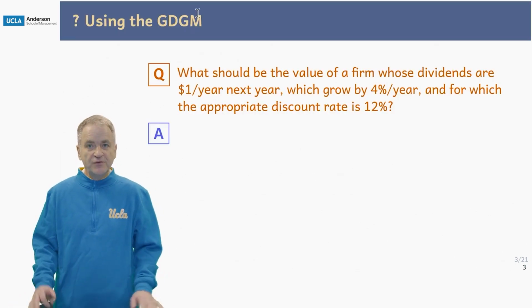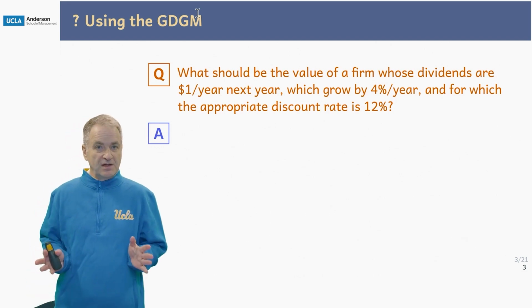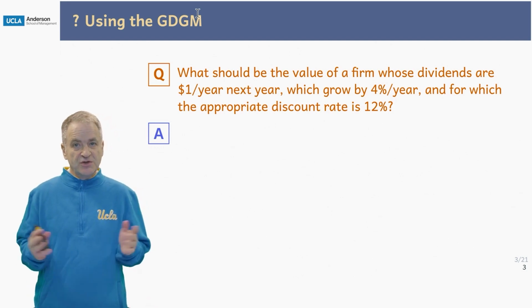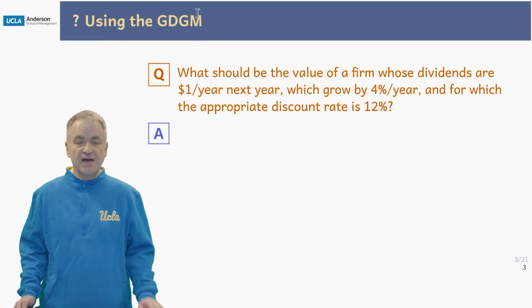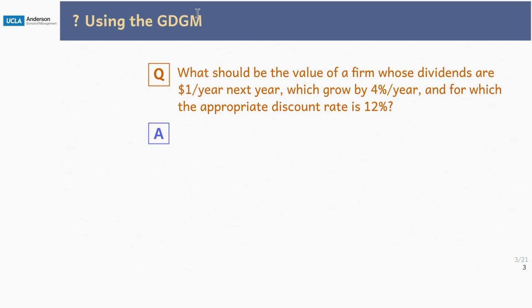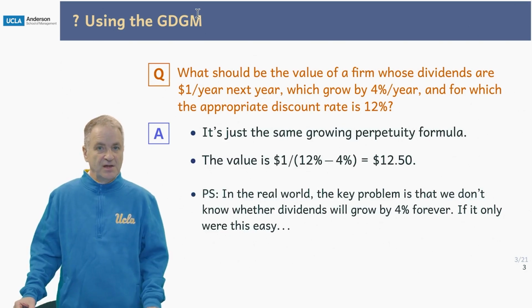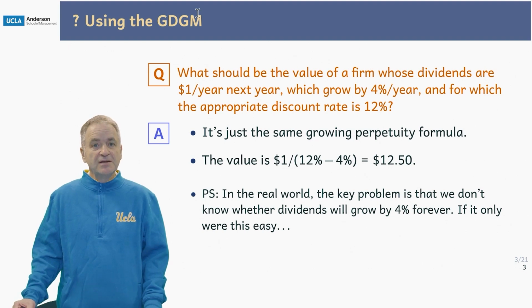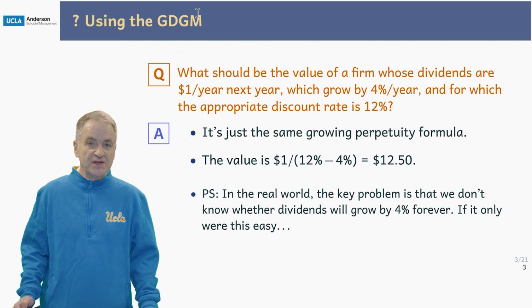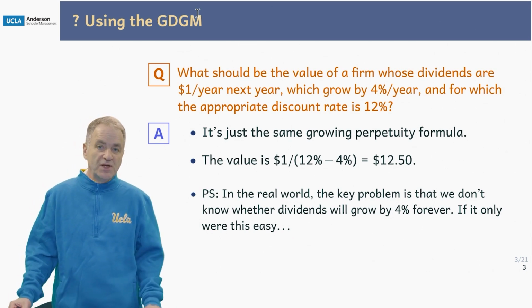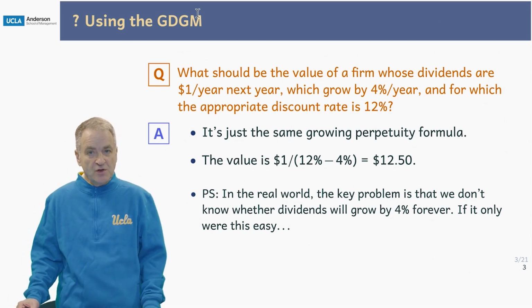What should be the value of a firm whose dividends are $1 per year, beginning next year, which grows by 4% per year, for which the appropriate discount rate is 12%, just as I asked before? Please pause this video now, answer the question on a piece of paper, and then continue. It's the growing perpetuity formula. The value is $1 divided by 8%. That's $12.50.